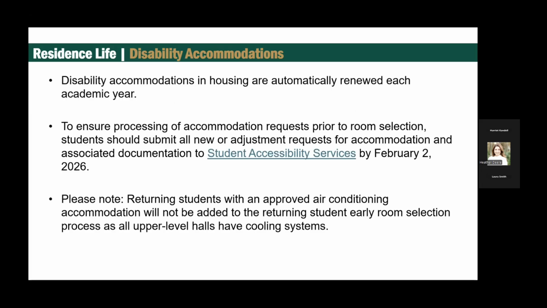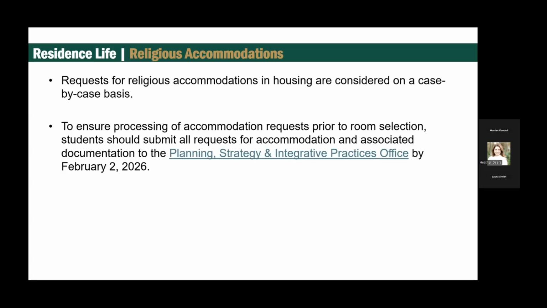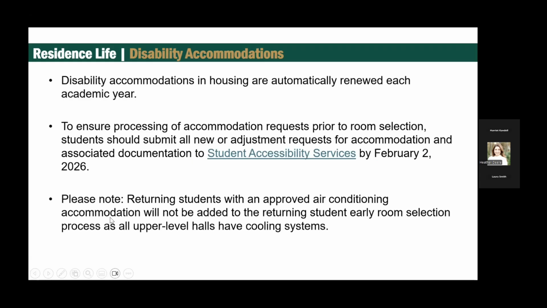Now, if your student needs to change their housing accommodation or add a housing accommodation, that request needs to be submitted to SAS, Student Accessibility Services, by February 2nd for them to review accommodations and connect with students if needed. We would then receive a letter from SAS, copied when it goes to the student for approval. Students would then be notified of their room selection time for early room selection if they have a disability accommodation. So just keep that in mind.